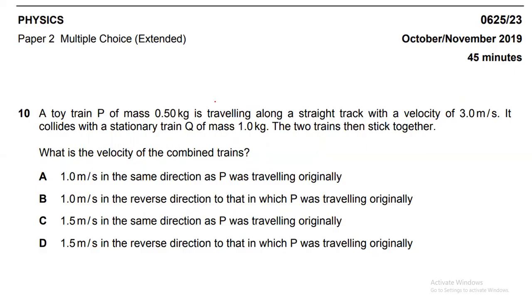Here we have October, November 2019, paper 2-3. This is question number 10. A toy train P of mass 0.50 kg is traveling along a straight track with a velocity of 3 meters per second. It collides with the stationary train Q of mass 1 kg. The two trains then stick together. Okay. What is the velocity of the combined train? You see the momentum before the collision and the momentum after the collision, they are equal to each other.